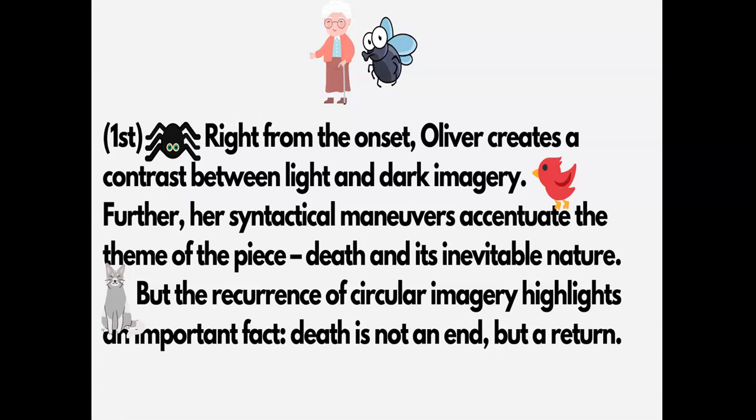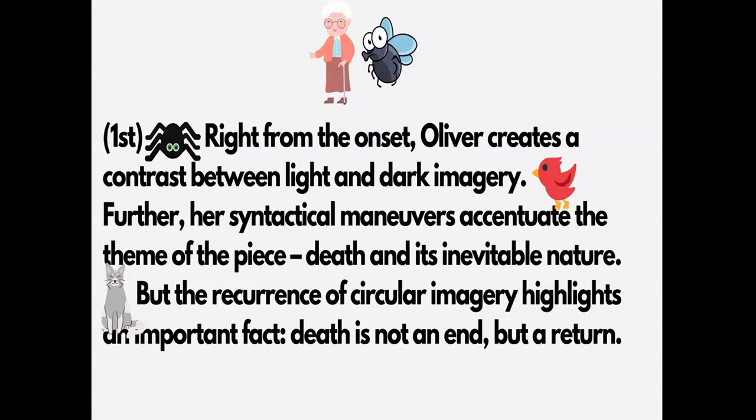So look how this flows. Right from the onset, Oliver creates a contrast between light and dark imagery. Further, her syntactical maneuvers accentuate the theme of the piece, death and its inevitable nature. But the recurrence of circular imagery highlights an important fact. Death is not an end, but a return. All right, here's a kicker here.